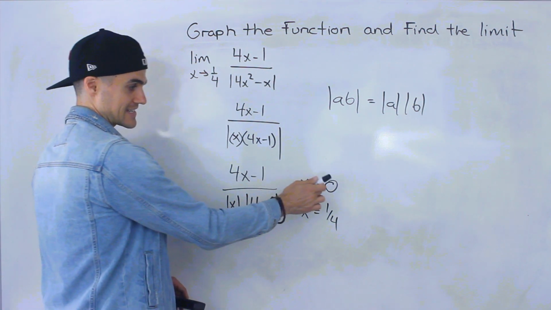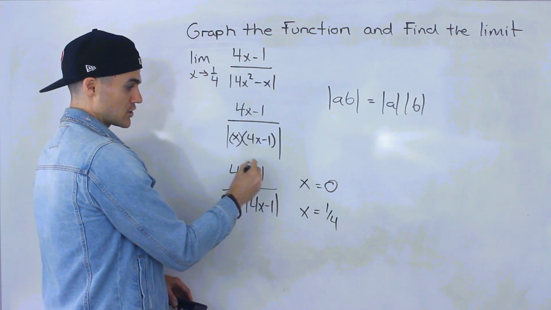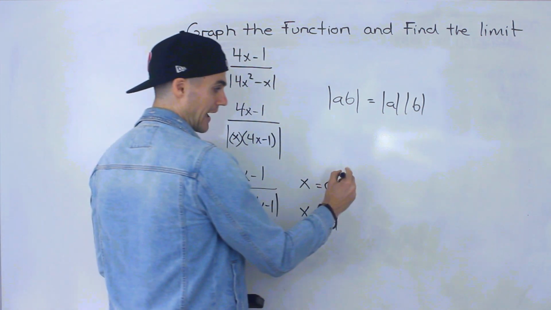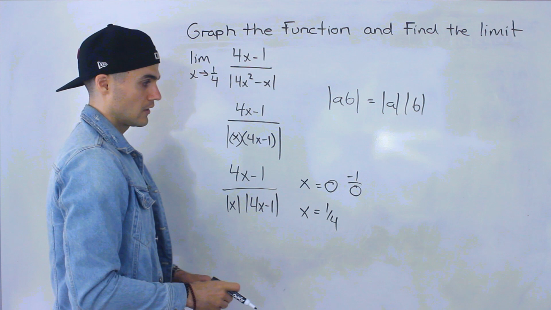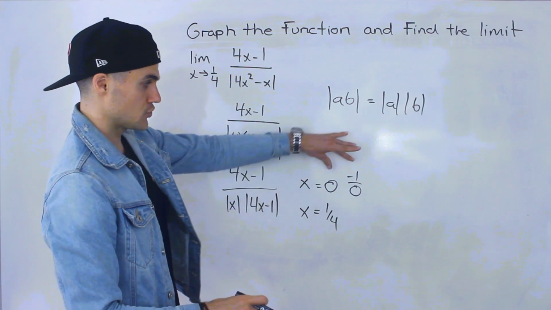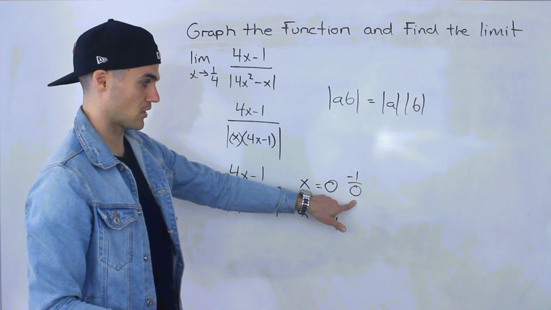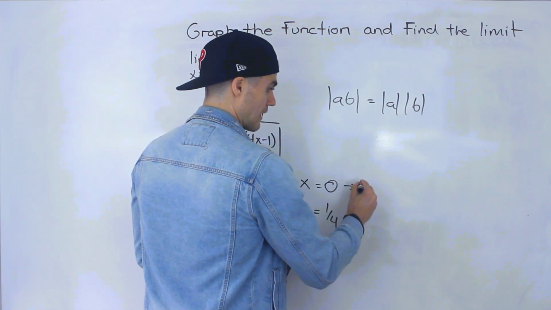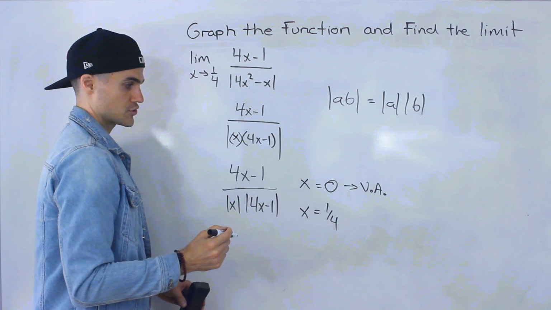Notice that at this x value of 0, what's the numerator going to be? The numerator is going to be -1. So what we'll end up having is -1 over 0. And whenever within a function you have some kind of number over 0, that means that that's going to be a vertical asymptote for the function.